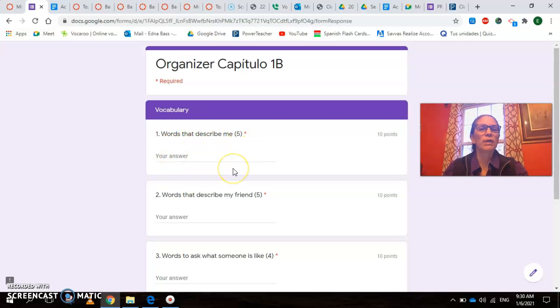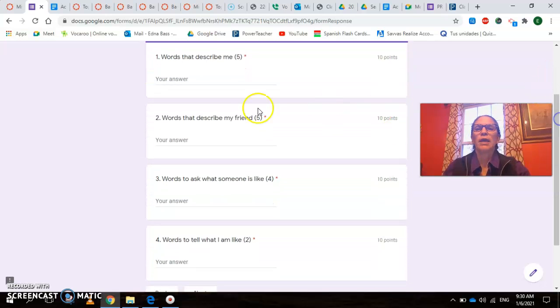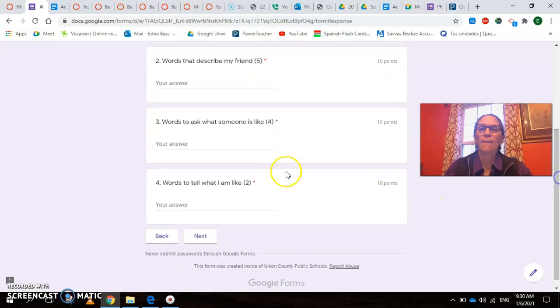So remember, if you are a girl, you're going to use adjectives that describe in the feminine form. And then words that describe my friend, that's whoever you choose. You choose a boy or a girl, then you use your 5 adjectives. And then words to ask what someone is like, you can find those in your vocabulary. And then words to tell what I am like, and that you can find in the vocabulary. So that's the other part.